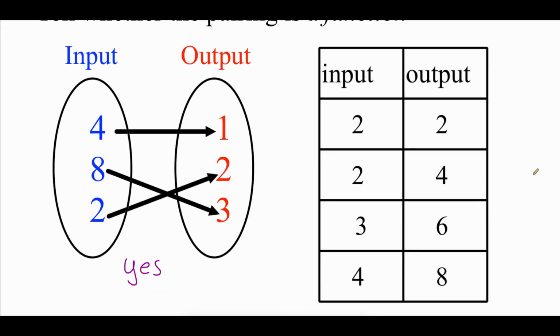Now if we look at our next example over here, we've got a table of input and output values. So we've got an input value of 2 and its output value is 2.